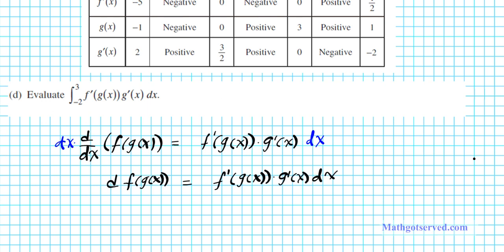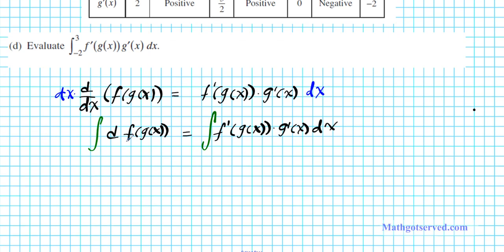All right, and then if you integrate both sides like that, just look at this as a variable like dy. Okay, you can think about this as dy, and then if you integrate 1 dy, what do you end up with? You just end up with y, right? So on the left side, this is simply going to be f of g of x equals the integral of f prime of g of x times g prime of x.